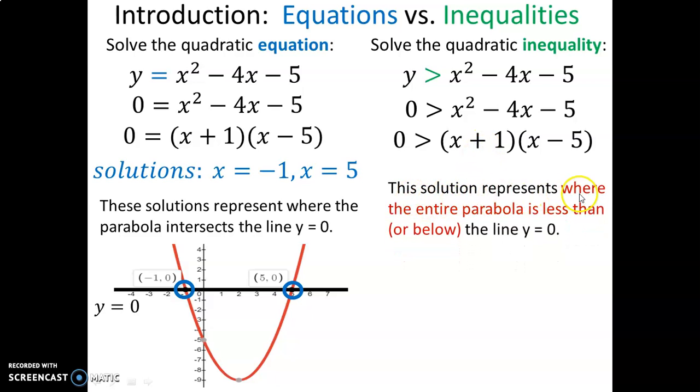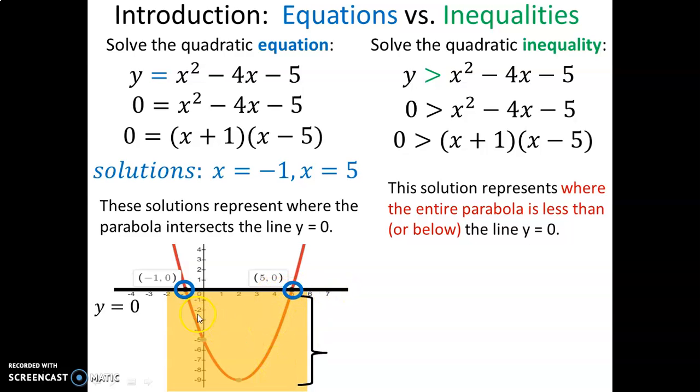So this solution represents where the entire parabola is less than, or below, the line y equals 0. So here we have this parabola, but this time instead of being equal to the line y equals 0, it's less than the line y equals 0. Graphically, we're asking when that parabola is below the line y equals 0, because this means less than. So it is less than the line y equals 0 right here.